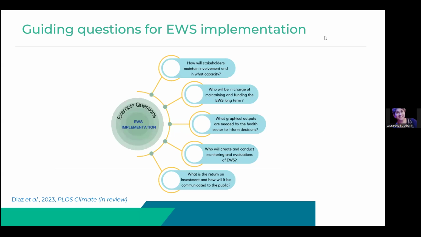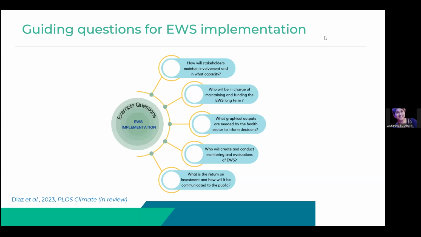So in terms of using these early warning systems, but operationalizing them so that they have a real-time effect, there are some questions that we actually need to consider in order to sustain these activities. So, for example, if you're looking to implement these systems, how will your stakeholders actually maintain the involvement in the process? So between our climate and our Met folks, how will they continue to engage and in what capacity?